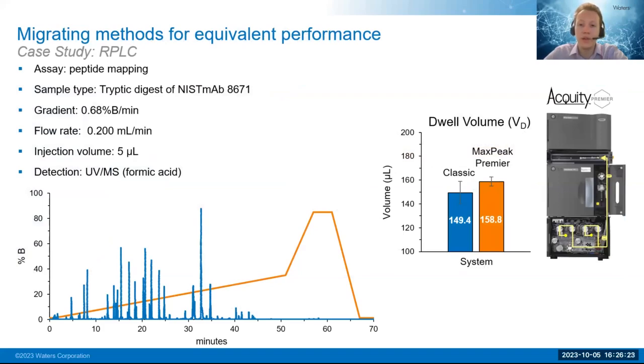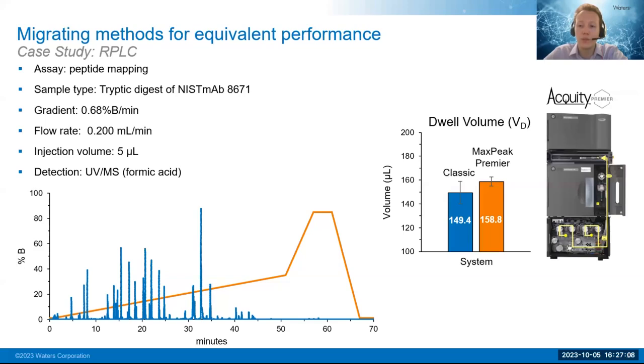So for the method migration case study, we will be looking at a peptide map of NISTmAb 8671 as a representative challenge to the system in terms of its ability to deliver accurate gradient composition and selectivity of a complex mixture of peptides. However, unlike method scaling, we will not be changing any method parameters such as gradient, flow rate, and injection volume. We did, however, still evaluate the dwell volume between the two systems to see if an isocratic hold was necessary to maintain retention times between both systems.